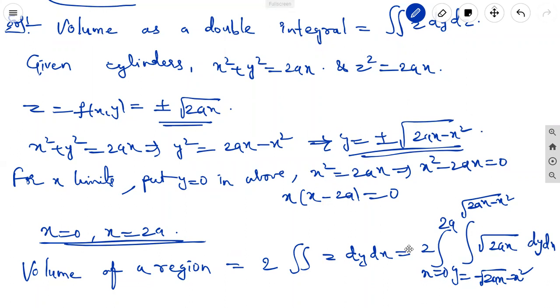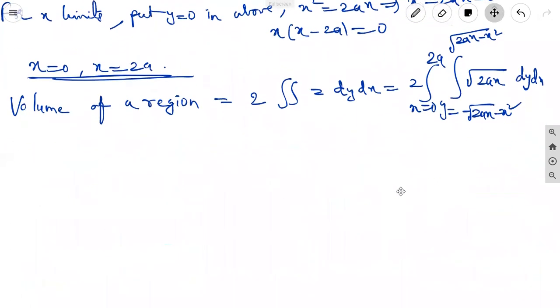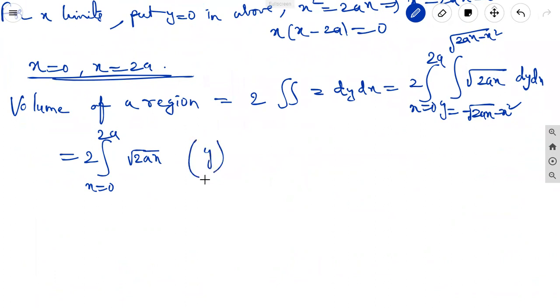Now we integrate with respect to y. That is equal to 2 integral, x limits 0 to 2a, under root 2ax. Y integration means integral 1 dy is y, limits from minus under root 2ax minus x square to under root 2ax minus x square, dx.